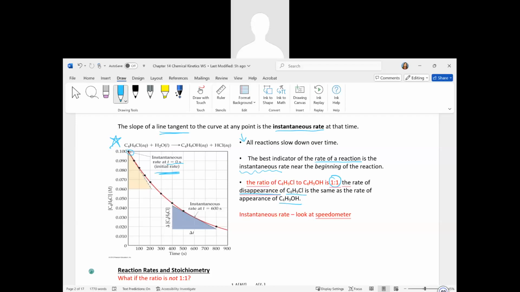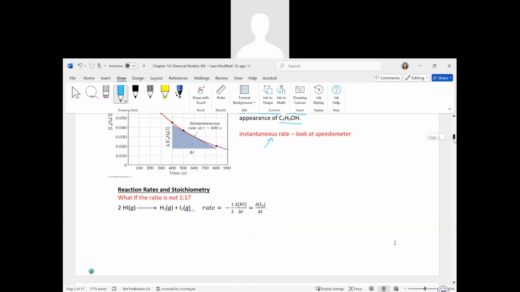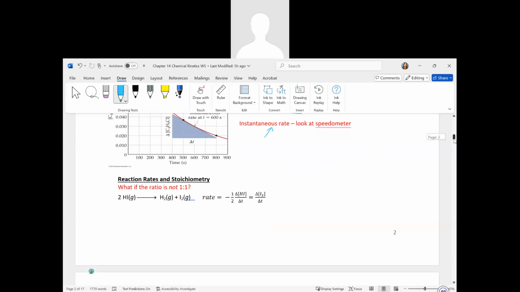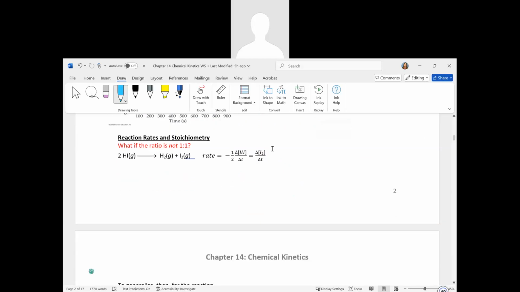Another example of an instantaneous rate, just to give you something to remind you, is looking at your speedometer. Whatever rate you see at that specific moment as you're driving, that's your instantaneous rate. So let's continue and look at some reaction rates, and how the stoichiometry, the coefficients involved with a reaction, would affect the rate comparisons of products to reactants if they're not 1-to-1. So that's what we see here.